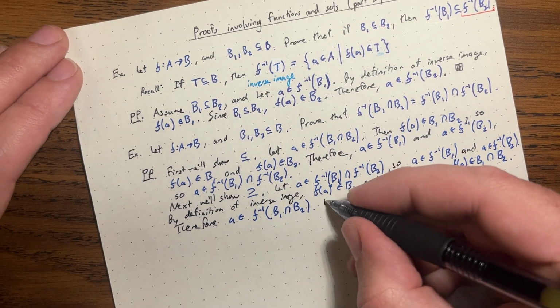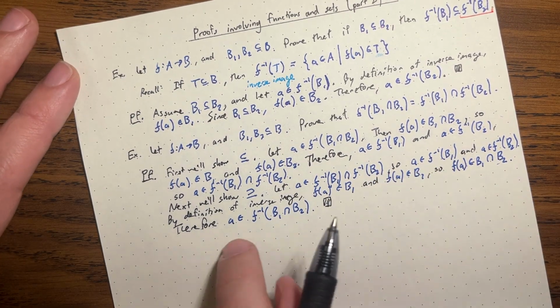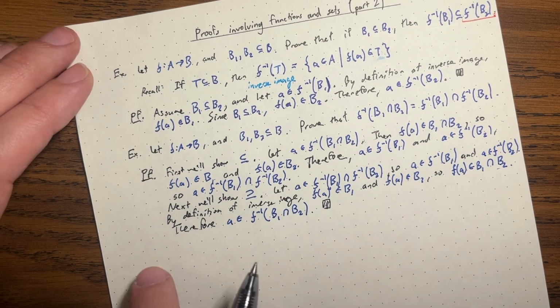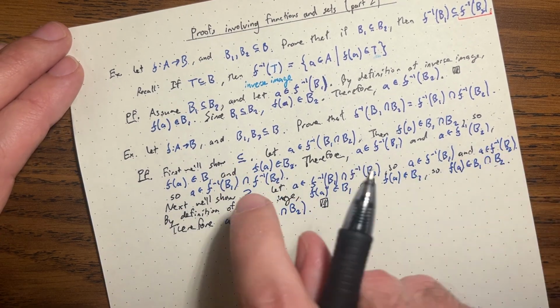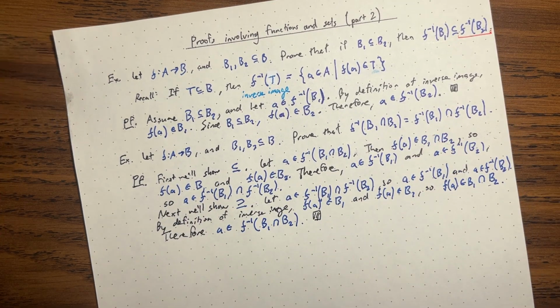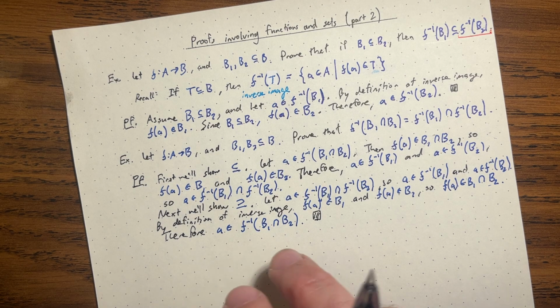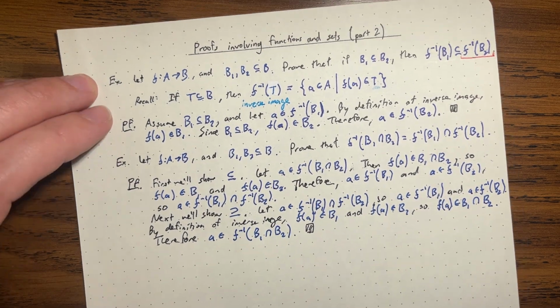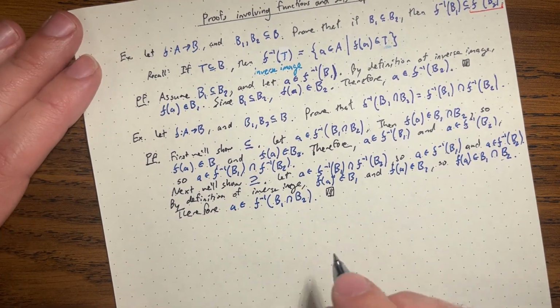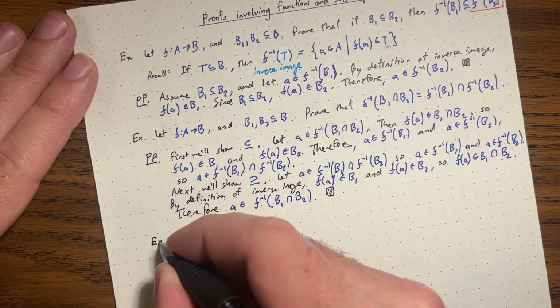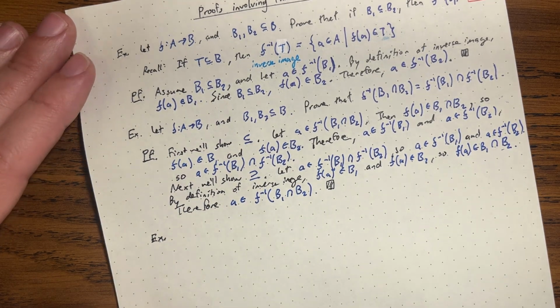Excellent. We've shown both containments. And again, you can often add a sentence to the end, just letting the reader know that because we've shown both containments, that proves the sets are equal. Okay. We've done enough of these that I'm not going to explicitly point that out. But let's do one more. So this one gets a little bit interesting.